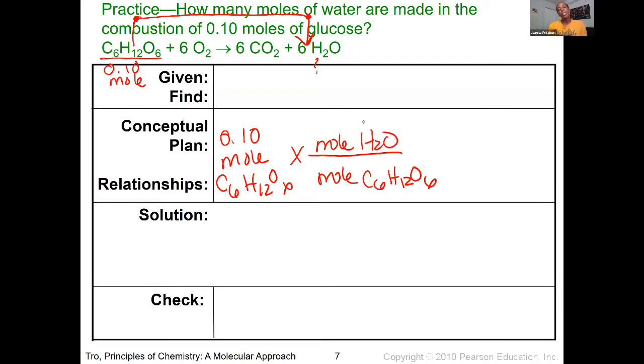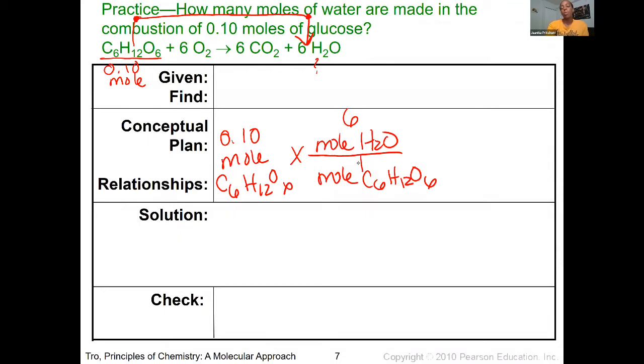So make sure anytime you're doing these stoichiometry problems, you always check to see if the equation is balanced. If it's not balanced, then that's your first step. You really need to balance it before you even attempt to read or look at the problem. At least I recommend it. And so now if we fill this in, we would put 6 moles of H2O on the top, 1 mole of glucose on the bottom.